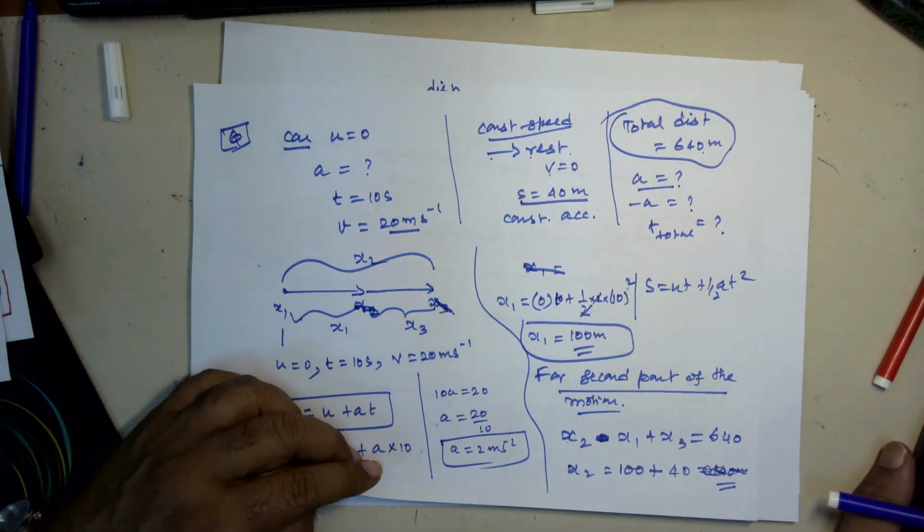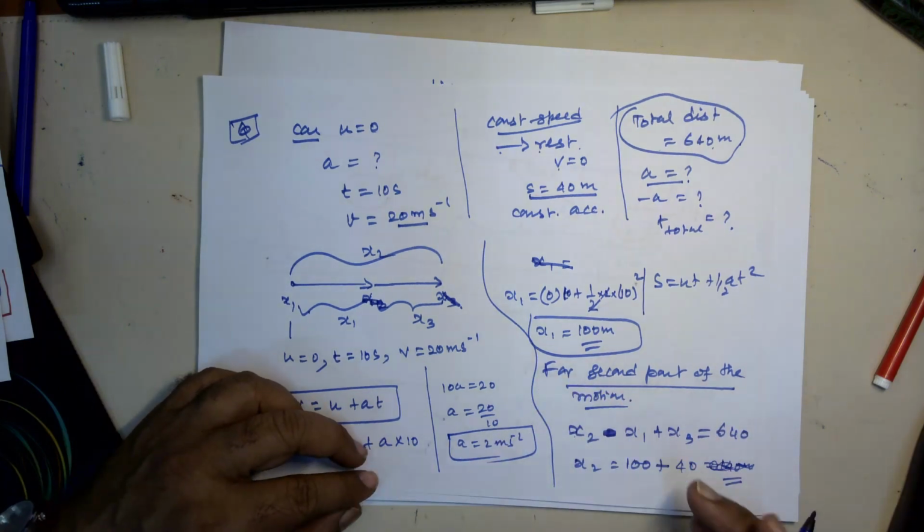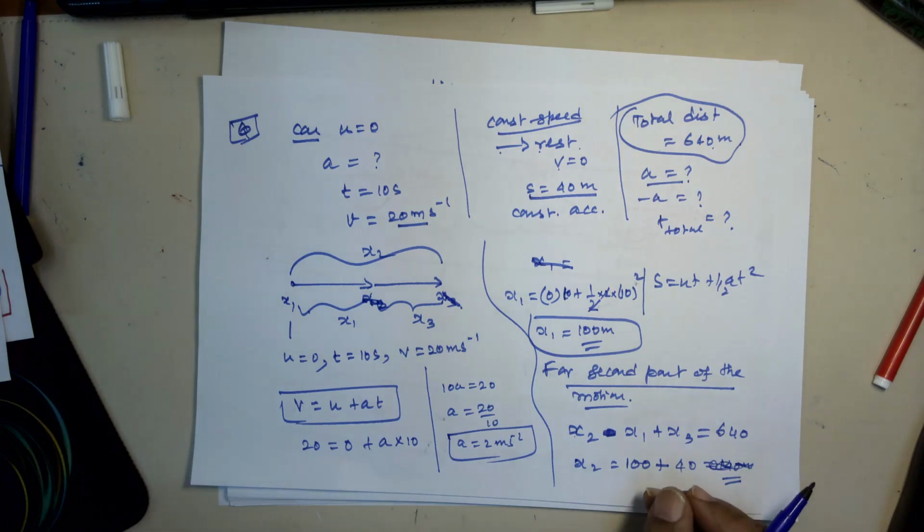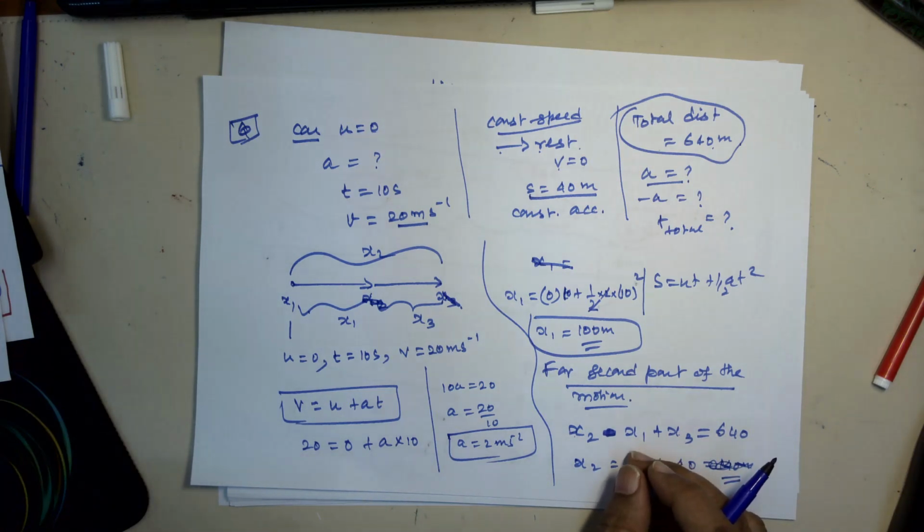A motor car starts from rest and accelerates uniformly for 10 seconds to a velocity of 20 meter per second. After that the car runs at a constant speed and is finally brought to rest in 40 meters with a constant acceleration. The total distance covered is 640. Find the value of acceleration, retardation, and total time.